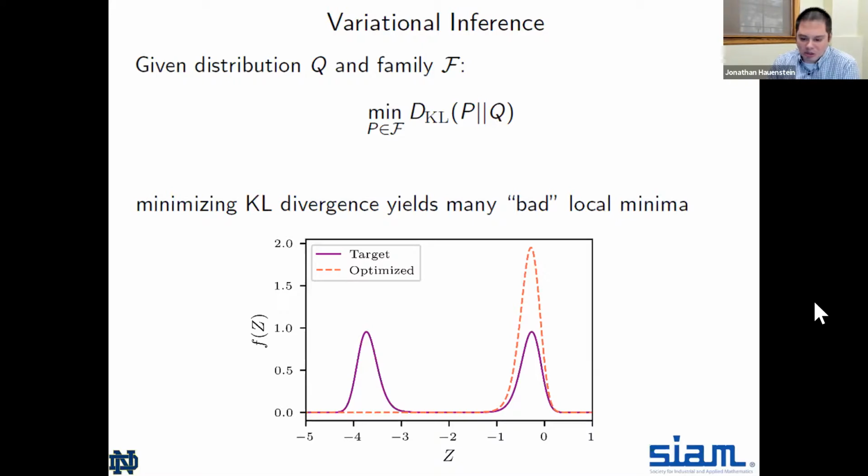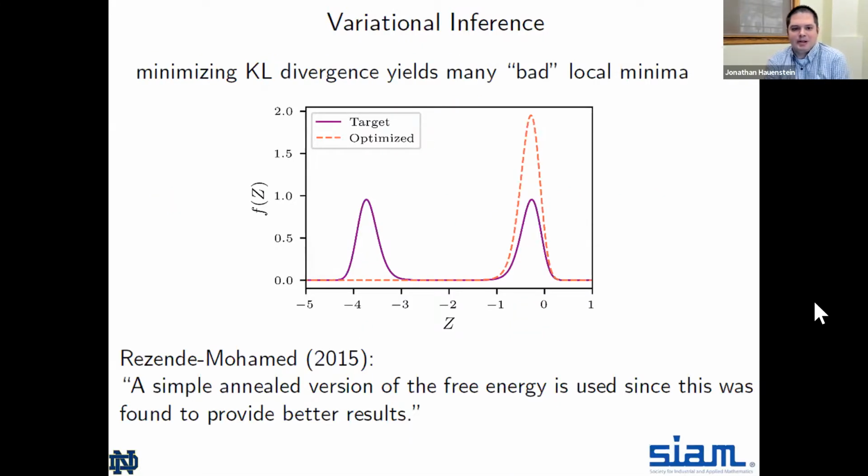And so the paper that described this, Resende and Mohammed paper from about 6 years ago, in the example section, they have this one sentence that says a simple annealed version is used because this was found to provide better results. So they didn't talk about all of these bad local minima and all the problems. They just said, oh yeah, by the way, we have to use an annealed version because what we described didn't actually work as we wanted it to. Okay, so let me try to unpack what this means.